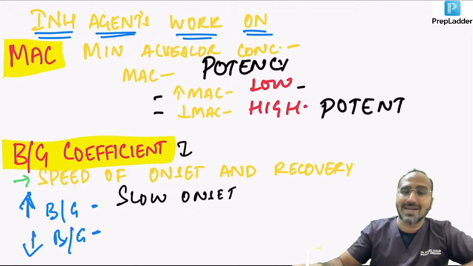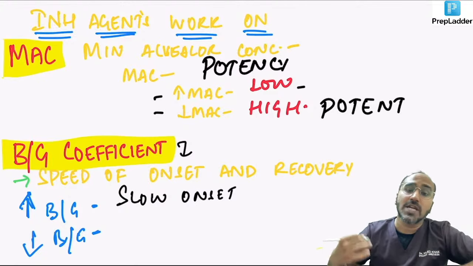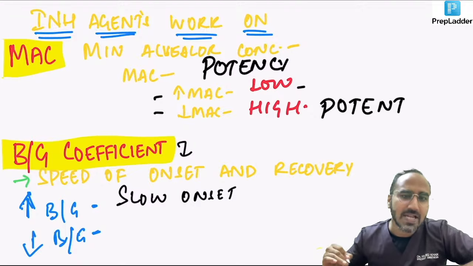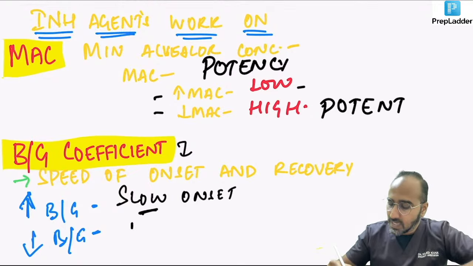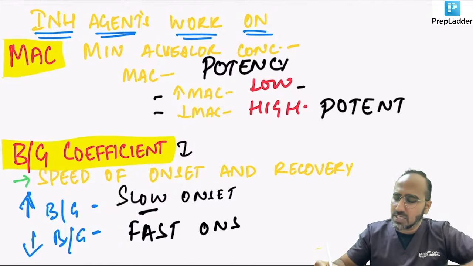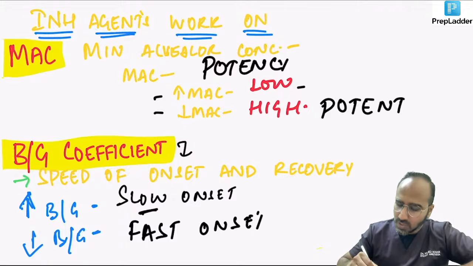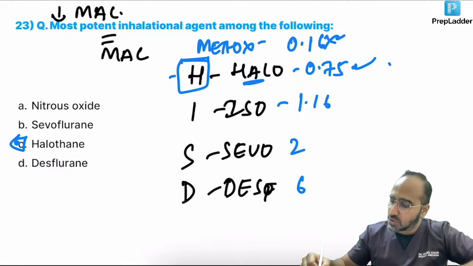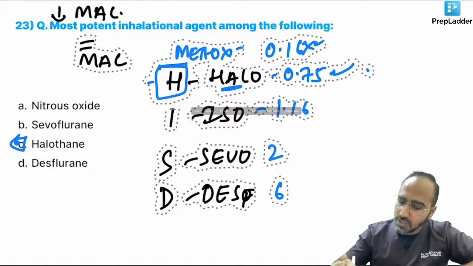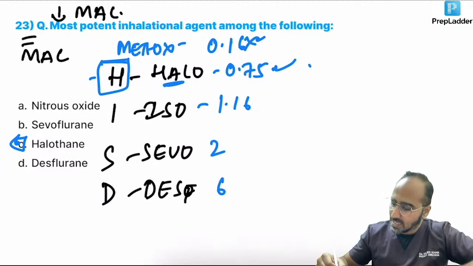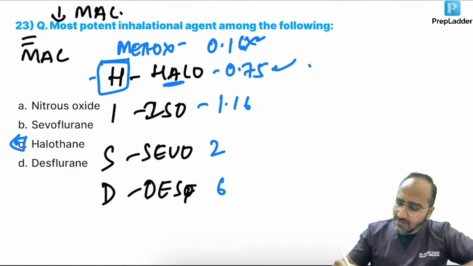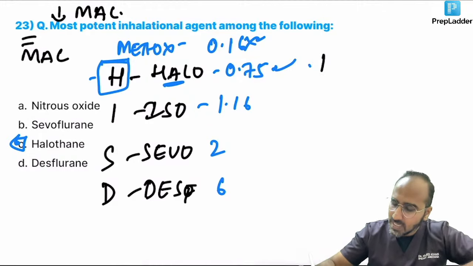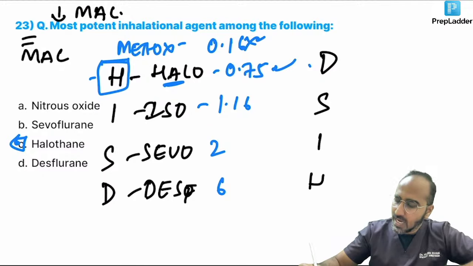Blood gas coefficient indicates the speed of onset and recovery. Any agent having a high blood gas coefficient will have slow onset. Any agent having a low blood gas coefficient will have fast onset. Now, guys, if they ask MCQs on blood gas coefficient, please don't confuse. This was regarding MAC. If you remember HISD, just write it from DSH, in the opposite direction. If you write DSH, you will get the blood gas coefficient order.